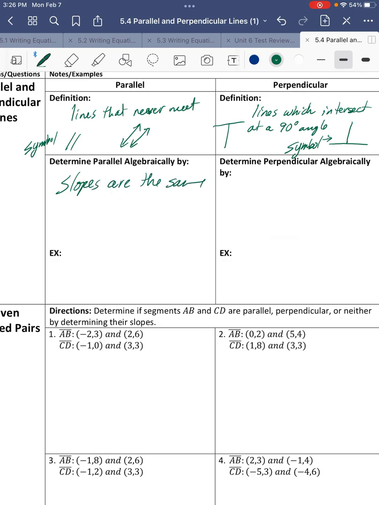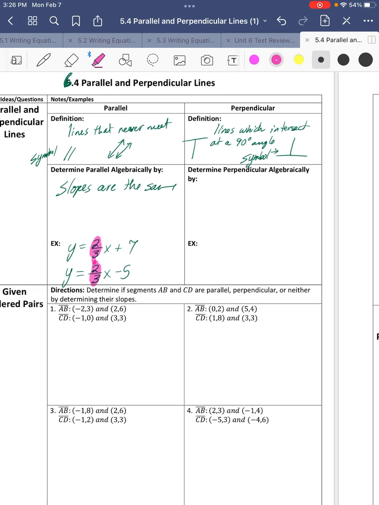They're the same. So it'd be like y equals 2/3 x plus 7 and y equals 2/3 x minus 5. Well, the slopes, the m, match on both. So those would be parallel.